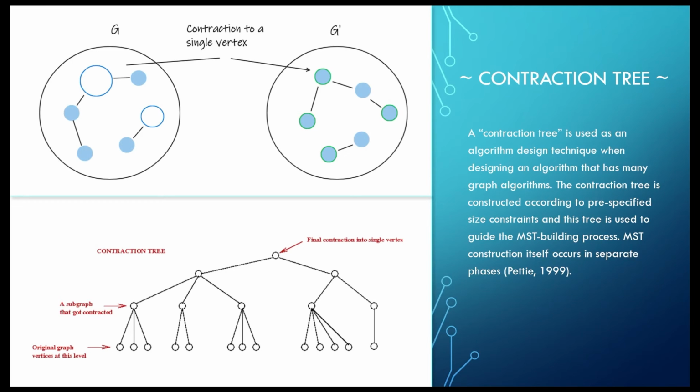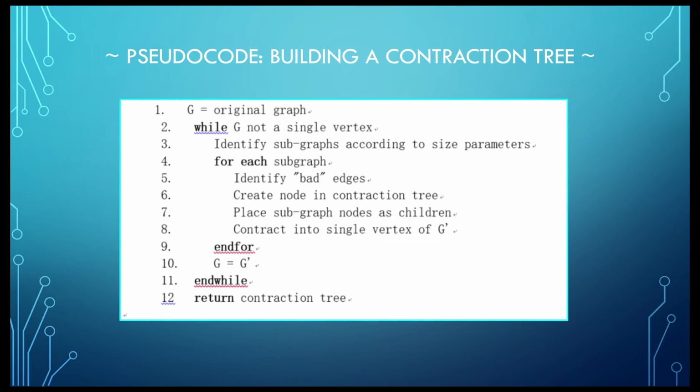So this algorithm uses a contraction tree design. The contraction tree is constructed according to pre-specified size constraints, and this tree is used to guide the MST building process. MST construction itself occurs in separate phases. Here is a display of the pseudocode of building a contraction tree.